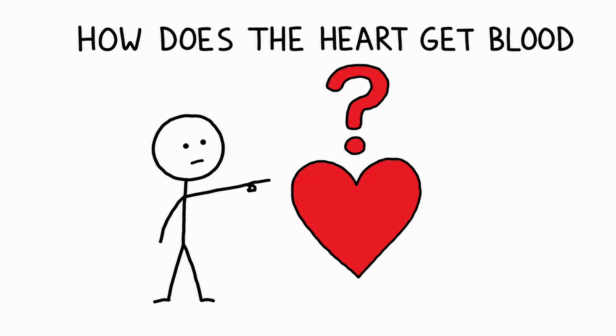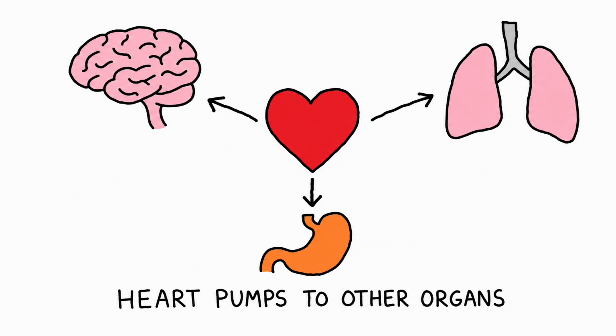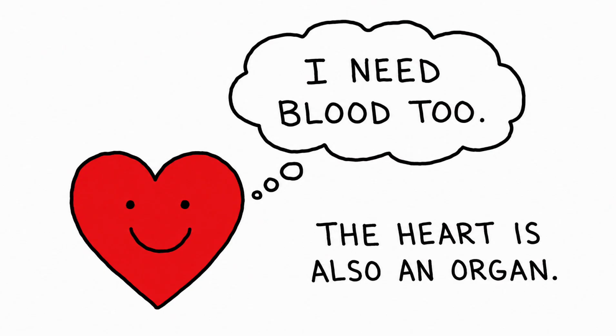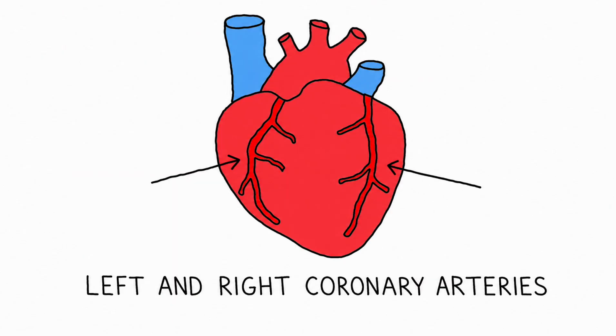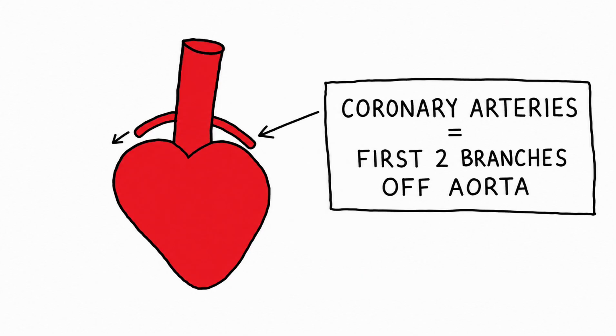What I want to talk about is the blood supply to the heart, because the heart is going to be the organ pumping blood to all the other surrounding organs like your brain, lungs, GI tract, and so forth. The heart itself is an organ, and so it needs to supply itself with blood. So the left and right coronary arteries are going to supply blood to the tissues of the heart, and the coronary arteries are the first two branches off the aorta.